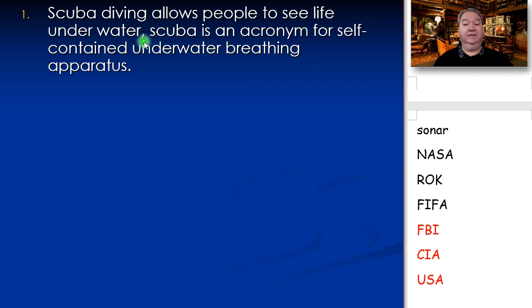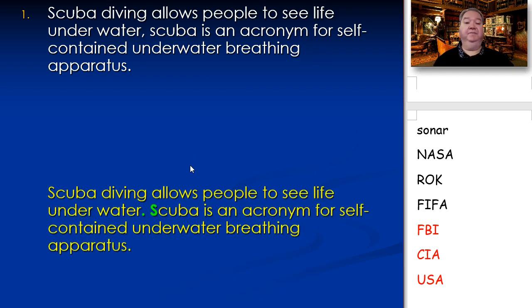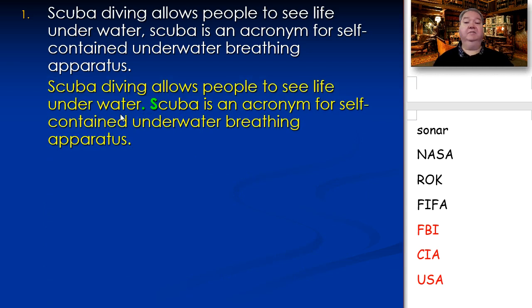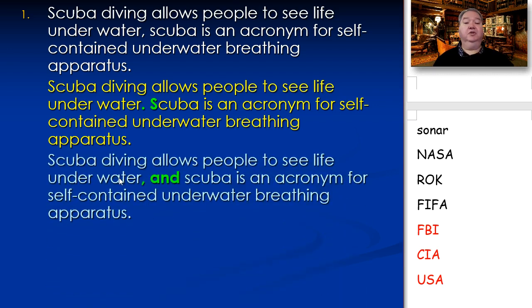How do we fix it? Separate the sentences. Scuba diving allows people to see life underwater. Period, capital S. SCUBA is an acronym for self-contained underwater breathing apparatus. We can add a conjunction. Scuba diving allows people to see life underwater, and, comma, conjunction, and SCUBA is an acronym for self-contained underwater breathing apparatus.